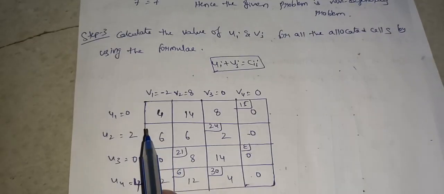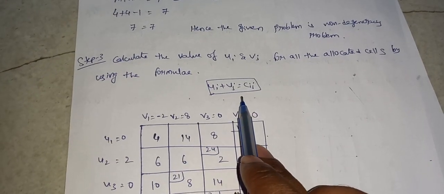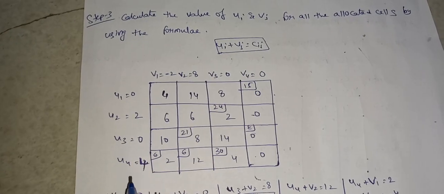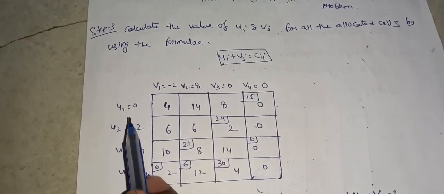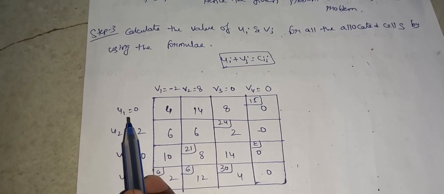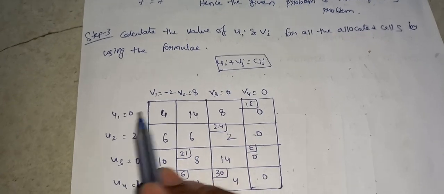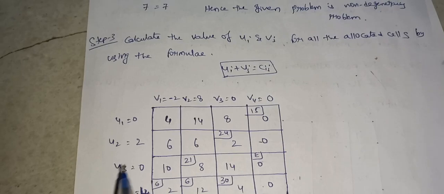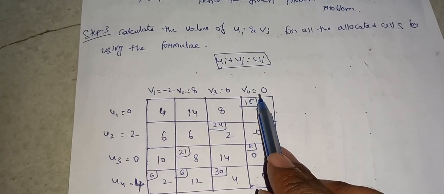You have to calculate the UV values: Ui plus Vj equal to Cij. Here U1, U2, U3, U4, V1, V2, V3, V4. Always U1 is 0. Go to an allocated cell. U1 plus V4 equal to 0, so V4 is 0. Next here we obtain the V4.